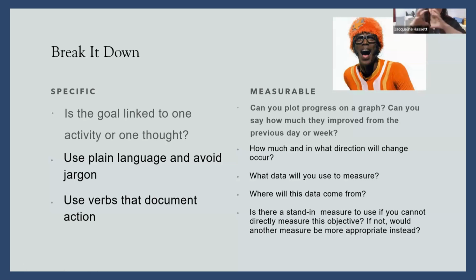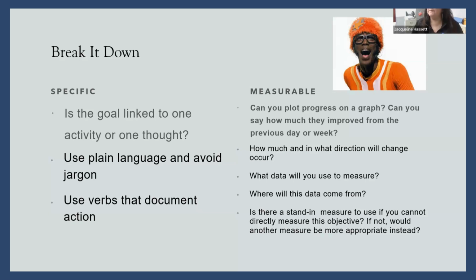Let's break down all those different pieces. So specific, is this goal linked to one activity or one thought? It's not going to be helpful if it's a compound goal, right? You want to be able to tease those apart if you need to. You want to use plain language. Don't put in a lot of jargon. If you're writing this with a client, there should be no need for jargon, right? And use verbs that are going to document some action.